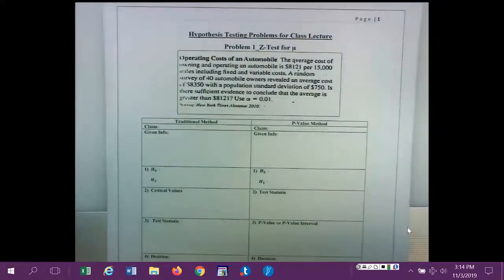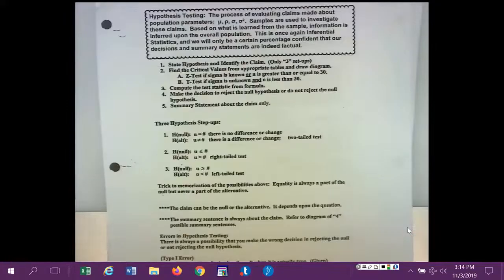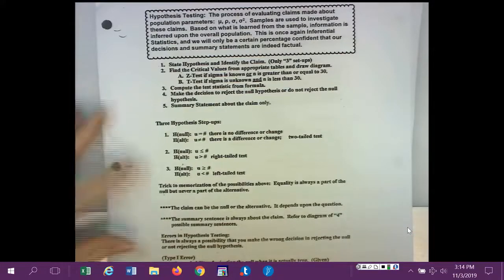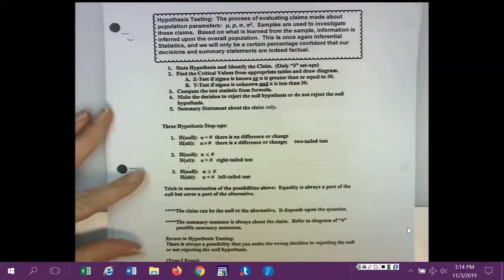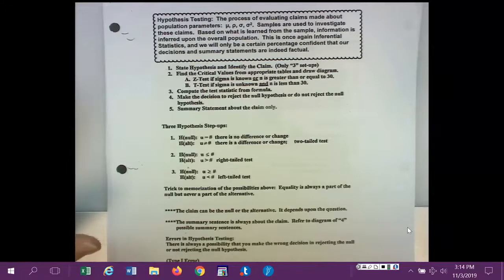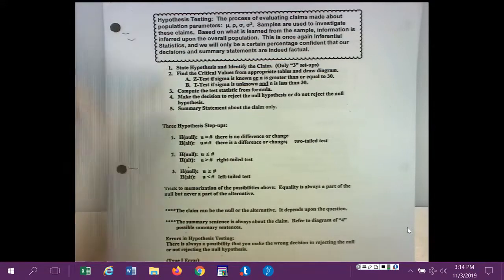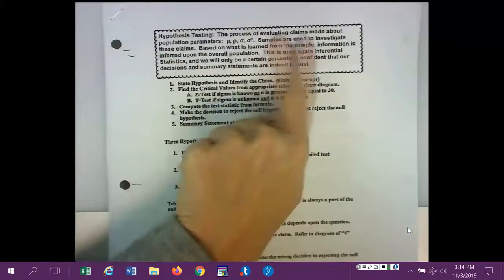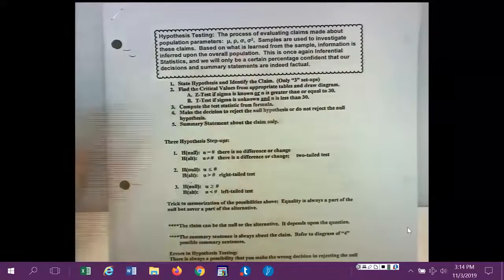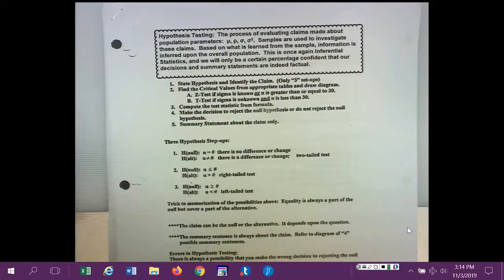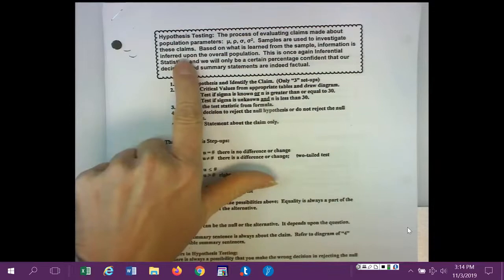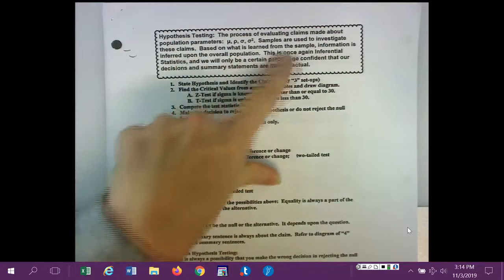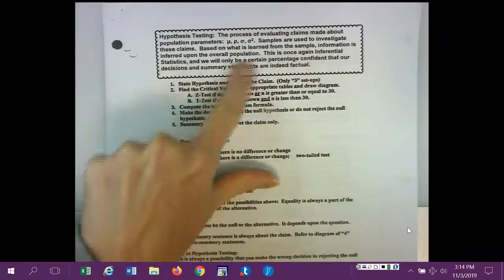I spoke briefly about the entire concept of hypothesis testing in class, and we mainly focused on traditional methods, which is here, and it's also stated on the next page. We talked about the definition, which is the process of evaluating claims made about population parameters, mu, rho, sigma, sigma squared. Samples, once again, are used to investigate the claims. Based on what is learned from the sample, information is inferred upon the overall population.